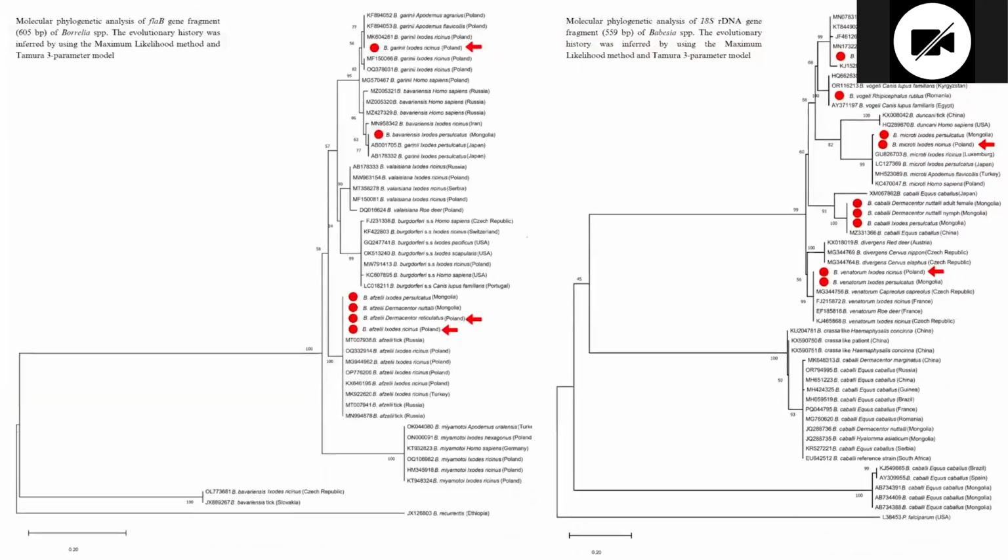And here we also have the phylogenetic analysis. When we look at the Borrelia, we see that Borrelia afzelii and Borrelia garinii clustered with other strains isolated from ticks and animals from Poland. When it comes to Babesia, for example Babesia canis, we can see that it clustered with other Babesia isolated from animals and from ticks around Europe. We have a similar situation for Babesia microti and Babesia venatorum.